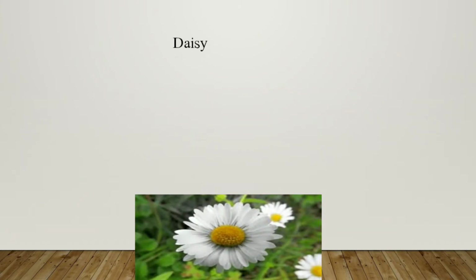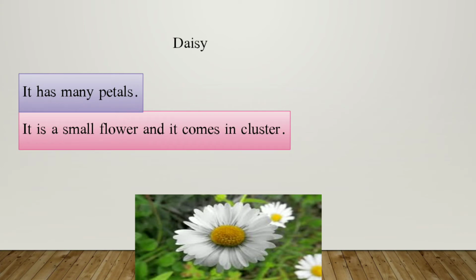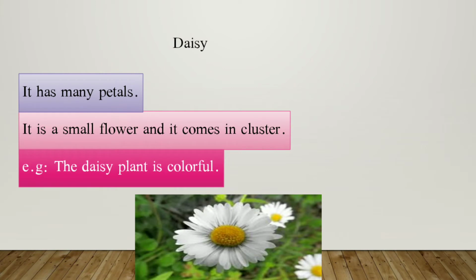Look at this. Daisy. Daisy has many petals, as you see in the picture. It is a small flower and it comes in cluster. As for example, the daisy plant is colorful. It's very beautiful.